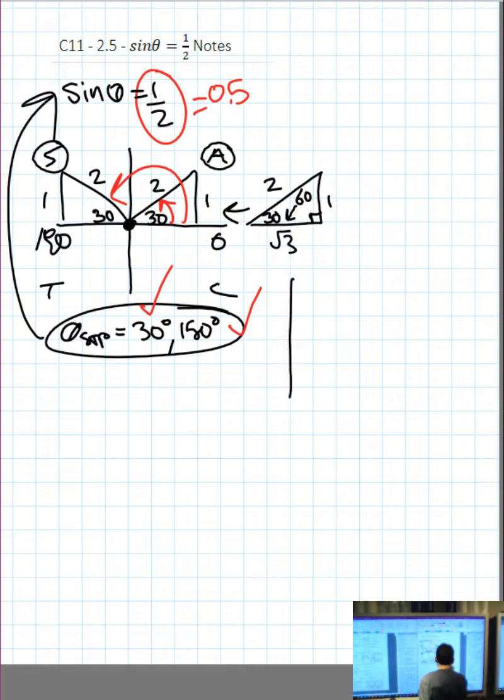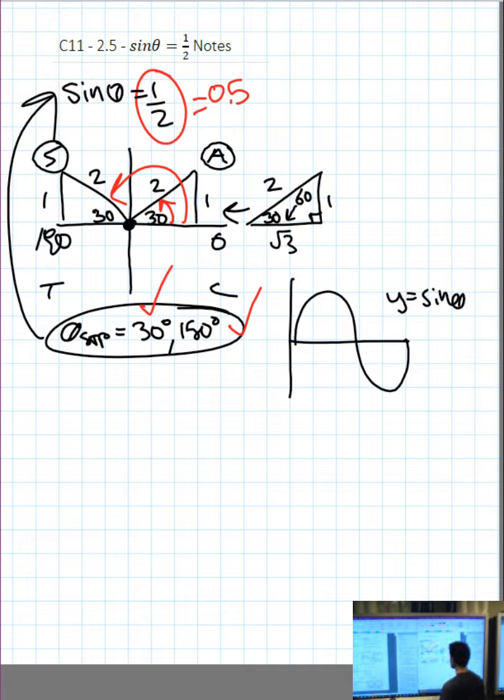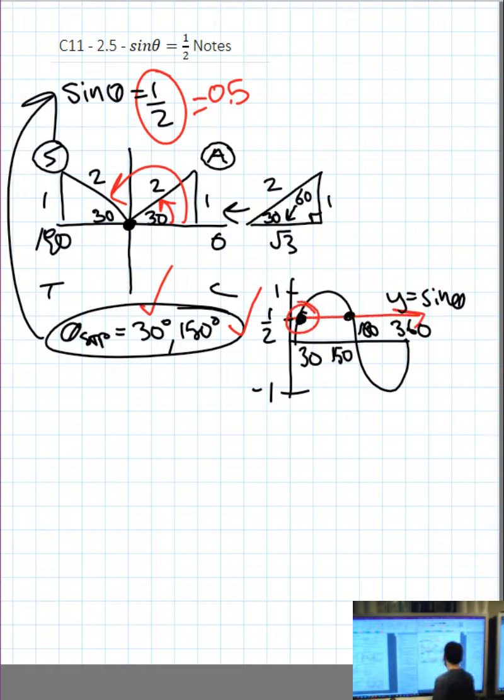Seen on a graph. Well, this is the graph of y equals sine theta. We're going to graph it later in the chapter. Sine theta goes up to 1 and down to -1. Therefore, when is the graph sine theta equal to 1/2? Right here, about at 30 degrees and 150 degrees. Right before 180, finishing a perfect cycle at 360. Sine theta is equal to 1/2 on the graph at two locations, when theta is 30 and 150.